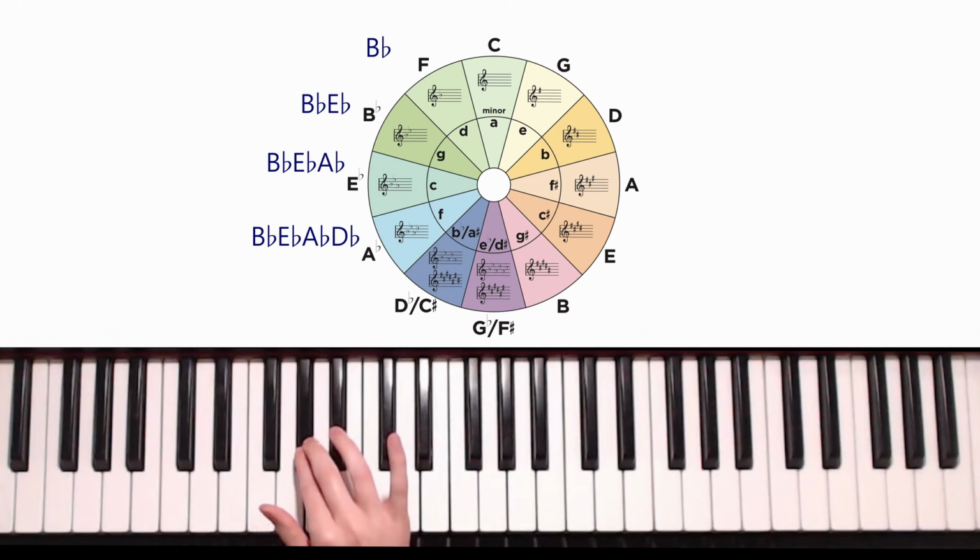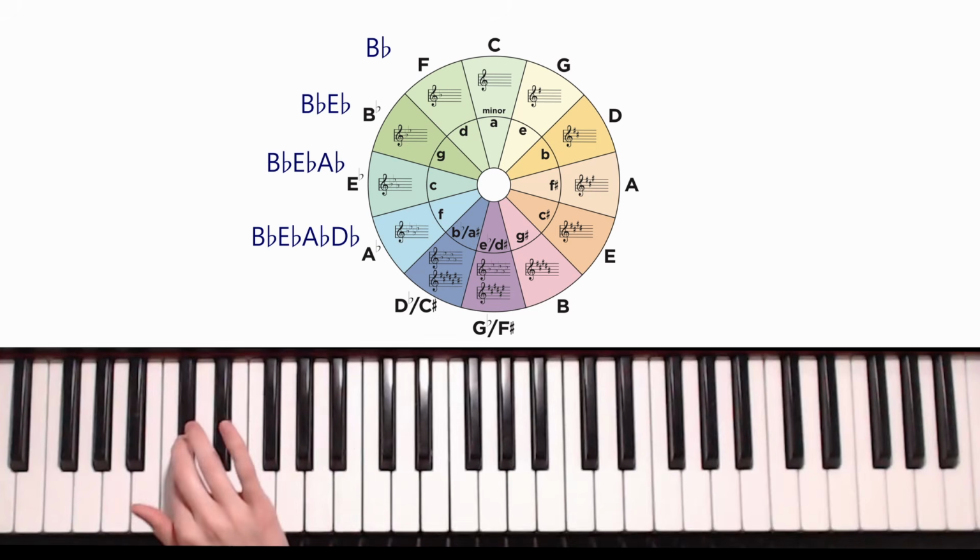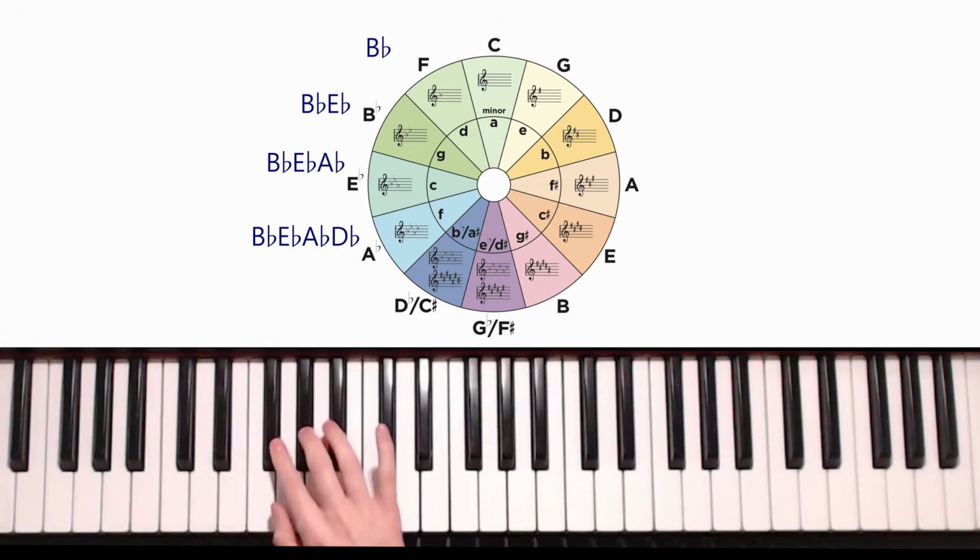Okay, and now I go back 5 notes within the key of A flat to get my next key. 1, 2, 3, 4, 5. D flat. Now if you remember from the last video, this is the exact same key that we had before, which is just C sharp.